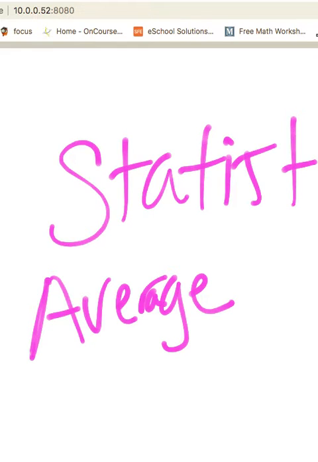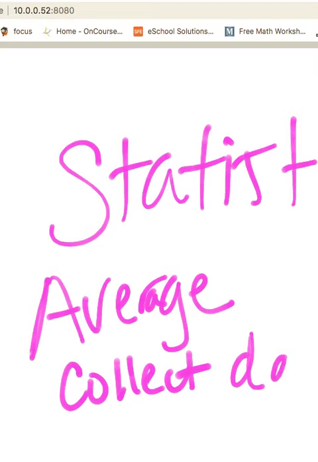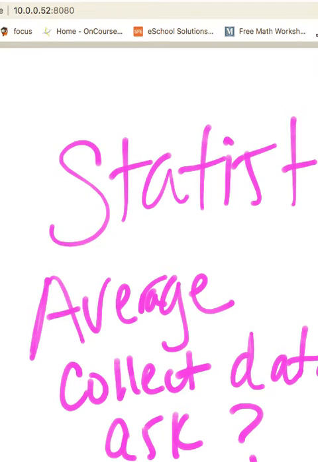Average, where you have to collect data. They want to know, in general, what they're asking. Would that be something that you know an answer right away? Or would you have to go out and ask questions or do work to get it? So statistical questions are questions where you have to collect data and ask questions, okay? If it's not statistical, it means there's no data that you have to collect.